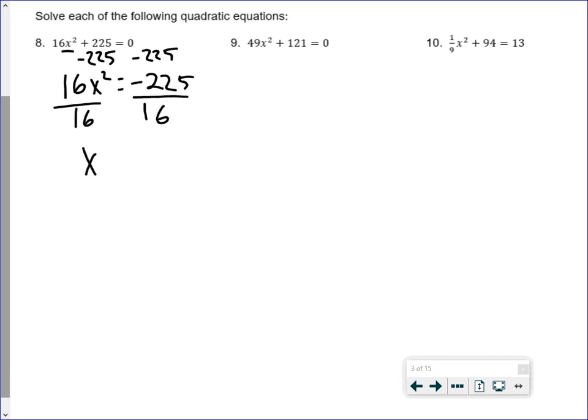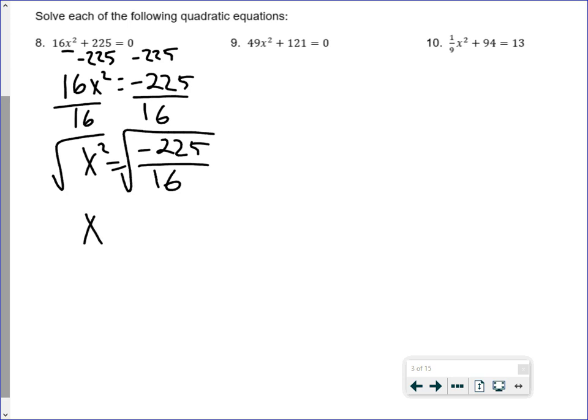And we get x squared equals negative 225 all over 16. You do not have to change this to a decimal, and you can't reduce this anymore. And remember, if you take a square root of a fraction, you actually can distribute that square root to the top and the bottom. So if we're taking the square root of the x squared term over here, we're taking the square root of the right side as well.